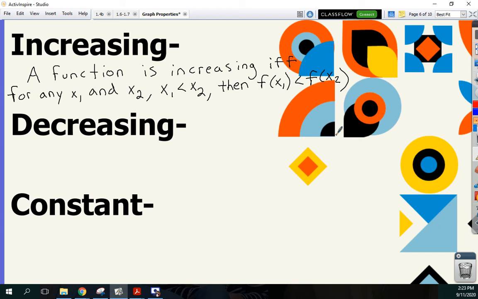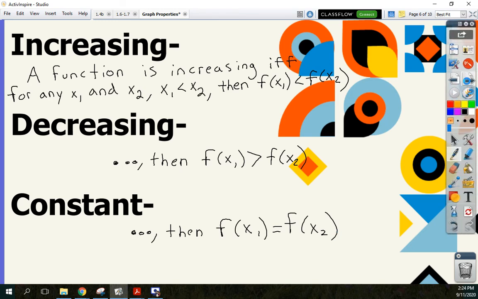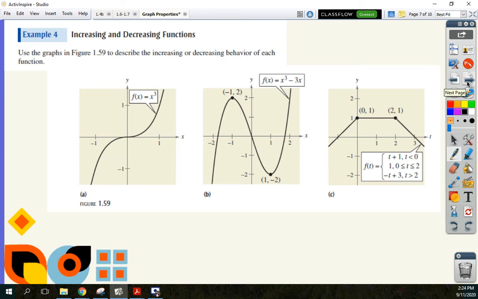Now, in order for it to be decreasing, basically everything is going to be the same, except instead of our y values wanting to go up, we want them to go down. So we would say that f of x1 has to be bigger than f of x2. And then lastly, for a constant, basically again, everything is going to be the same, except instead of going up or going down, we want them to stay the same and be equal. Now let's look at what that means graphically. So it says use the graphs to describe the increasing and decreasing behavior.